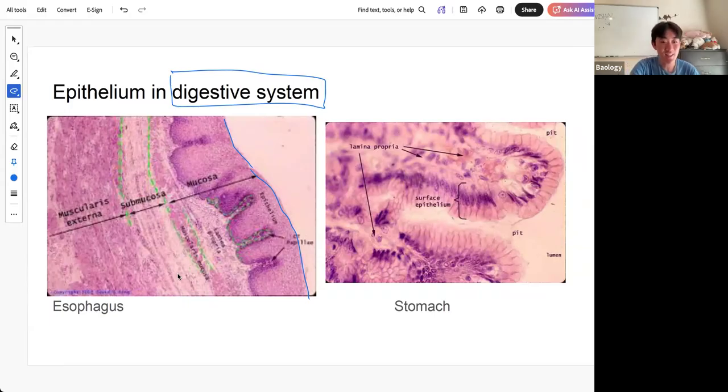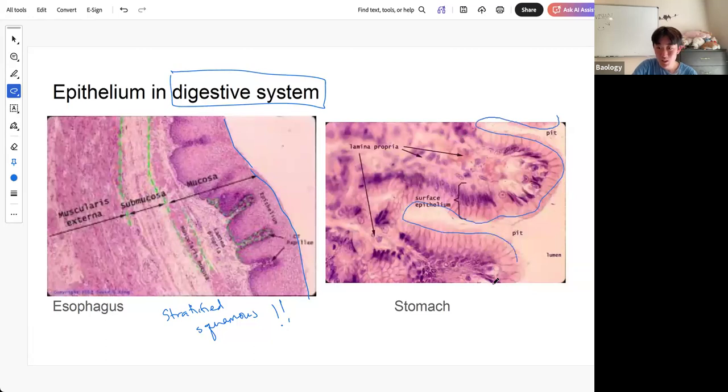It is like the skin, like the inside of the mouth: it is stratified squamous. I feel like you can't really see that in this picture, so this is not very helpful, but it is stratified squamous. Yay! So this is another example of how the form of the cell follows the function of what it's meant to do. Now let's talk about the stomach.